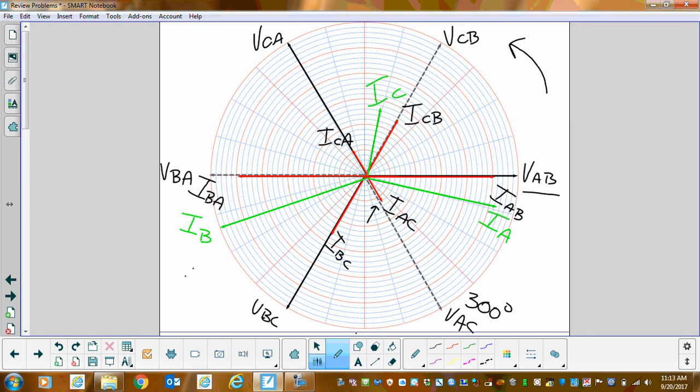Everybody good with that? With all the problems we're going over, if you haven't already done some of them, you're going to get problems just like this, probably even harder. So hopefully this will give you a foundation for that.